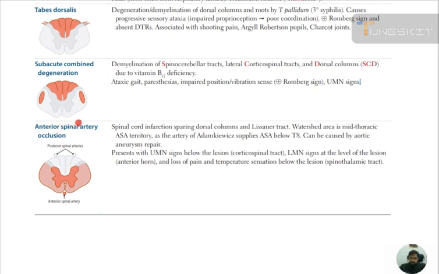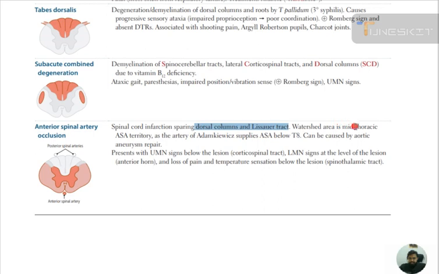So anterior spinal artery occlusion, as the name indicates, involves the spinal artery which supplies the anterior portion of the spinal cord. So there would be a lesion at the anterior side of the spinal cord. Spinal cord infarction spares the dorsal column, as the dorsal column has another supply, and the Lissauer tract, dorsal column and Lissauer tract.